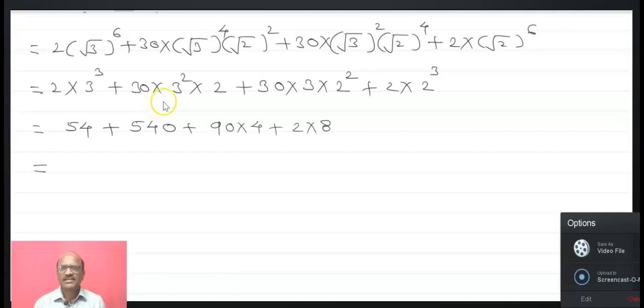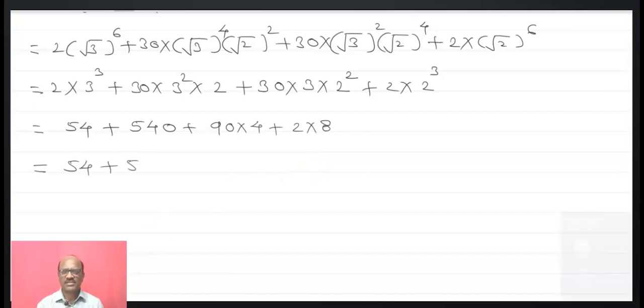Now here is again, 3 raised to 2 means what? 9, 9 into 2, 18, 18 into 30, 540. Next calculations are 30 into 3, that is 90, 2 raised to 2 is 4, that is 2 into 4, 8. These are the calculations. Now next are very easy calculations.